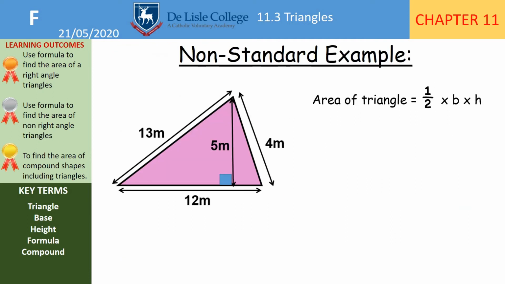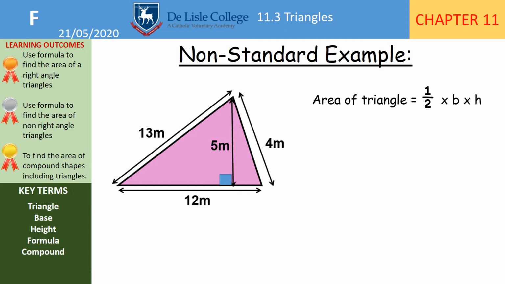Okay, so here's a non-standard example. This has got more length on it, but we're still going to use the same formula. The area of the triangle is a half times the base times the height. That little right angle in the diagram is a big clue, because that's going to point us to which of those is the height. I think everyone's comfortable with the base being 12. Which of those is the height?